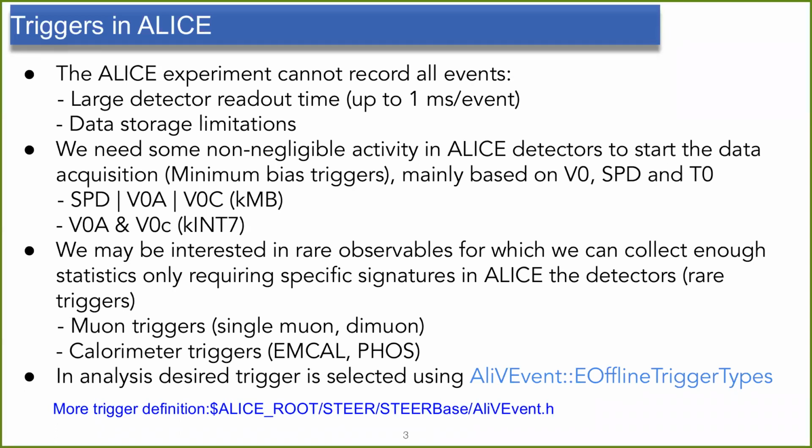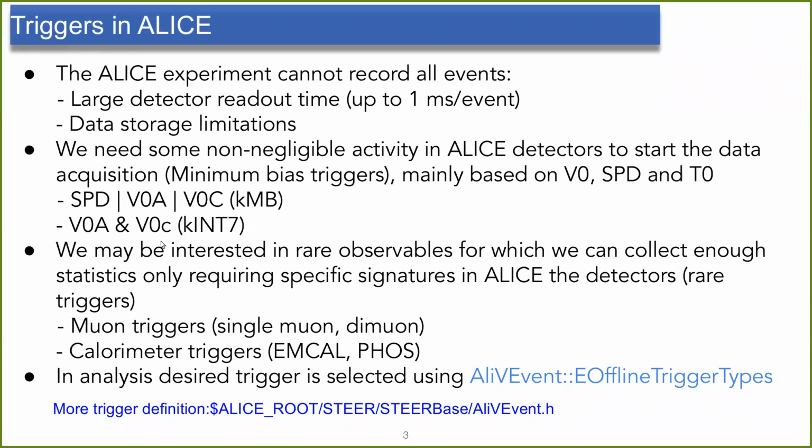There are two different types of minimum bias triggers. One is kMB, another is kINT7. The kMB we generally use in Run 1 data, for example Pb-Pb 2.76 TeV data. And in Run 2 data, we use a stricter condition, that is the kINT7 trigger. So what is the condition for the kMB trigger? You need a hit in any of these three detectors: SPD, V0A, and V0C. And for kINT7, the condition is that you need a hit in both V0A and V0C.